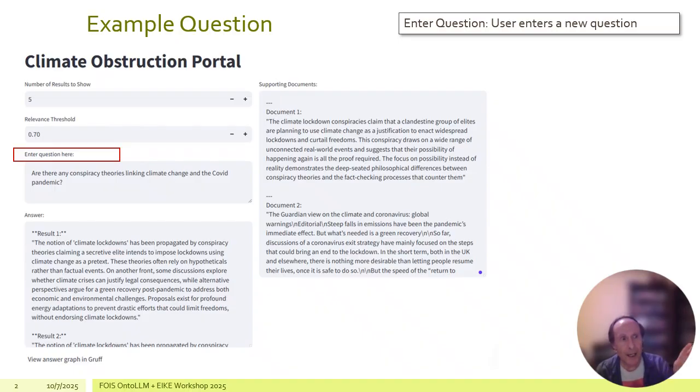There are three parameters here, the first three that the user can fill in before they send their prompt to the LLM. And the first one, I'm kind of starting in the middle here because it's really the most important one. This is where they enter the question. And you can see in this case, the sample question we're using is, are there any conspiracy theories linking climate change and the COVID pandemic?